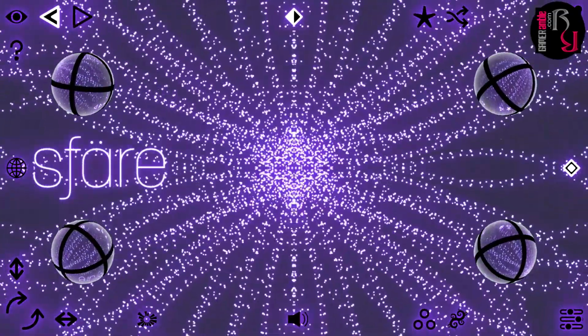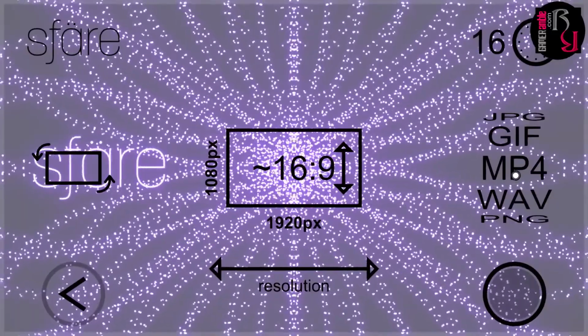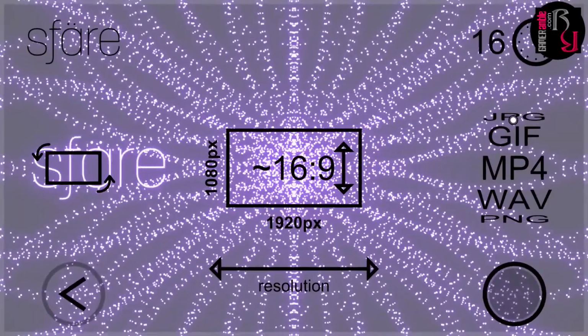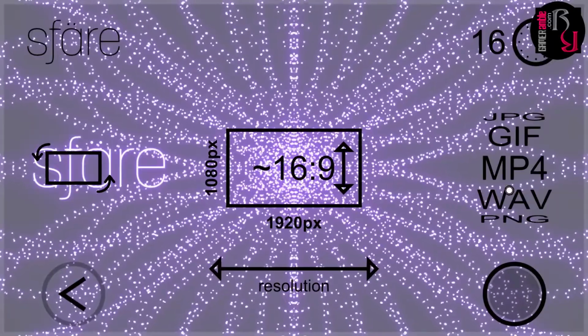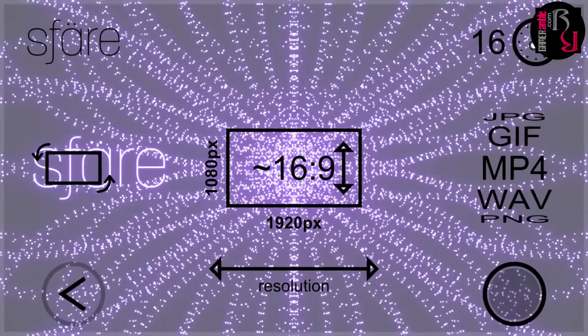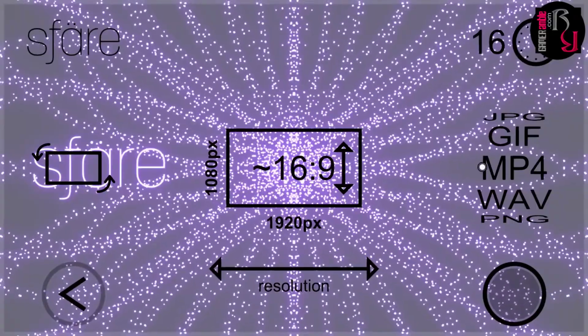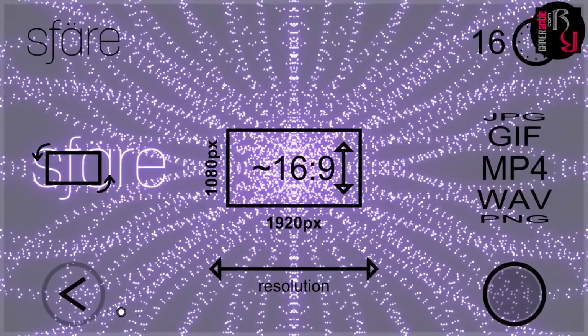Okay, I'm assuming this is a share button. It looks like you can actually export it as a JPEG or a GIF or an MP4, PNG, and set the length. So you can export it as an animated. Wow. That's pretty cool.